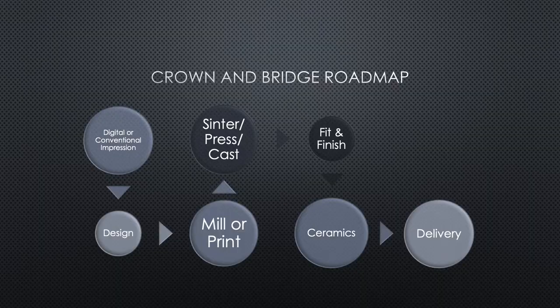So again, Crown and Bridge, it's pretty straightforward. You get the stuff in, you design it. It kind of forks here, but again, we'll speak about the manufacturing pathways a little bit later. And then you just sinter, press, cast, and it kind of forks there. Right?